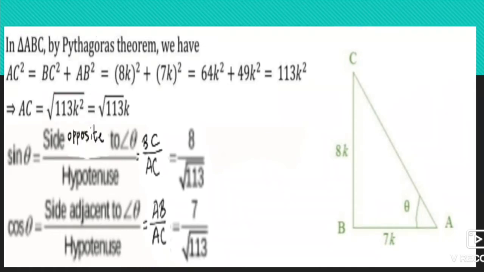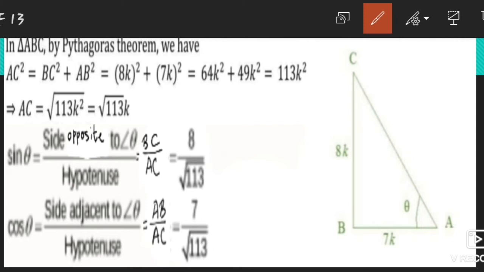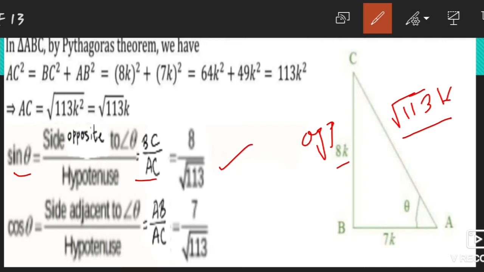Therefore, sin theta will be the side opposite to angle theta by the hypotenuse. That means BC by hypotenuse AC. Put the values of BC and AC, it will be 8k by root under 113k. So k will be cancelled, it will be 8 by root under 113. Similarly, cos theta is the side adjacent to theta by hypotenuse, that is AB by AC, so 7 by root under 113. So you got the values of sin theta and cos theta.